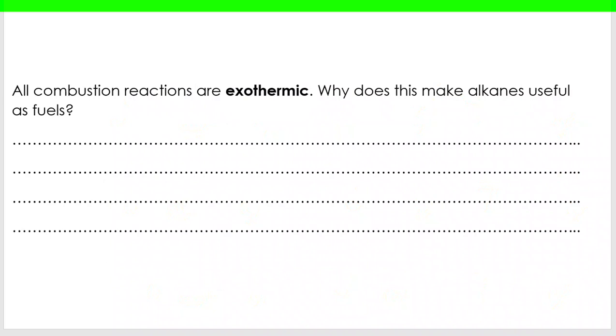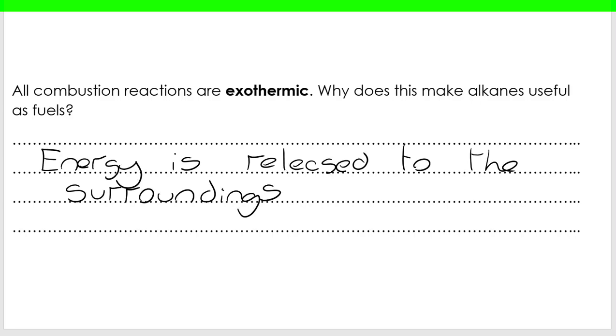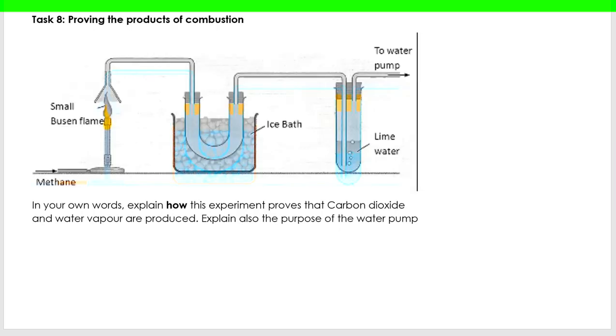A little bit of a synoptic question here, taking us to a different topic. These are all useful as fuels, hydrocarbons or alkanes. Why? Well, exothermic means that they release heat energy to the surroundings, which is what we would expect a fuel to do. Now, we also need to prove what the products of combustion are. So how can this experiment prove that carbon dioxide and water vapour are produced? And why do we use the water pump?